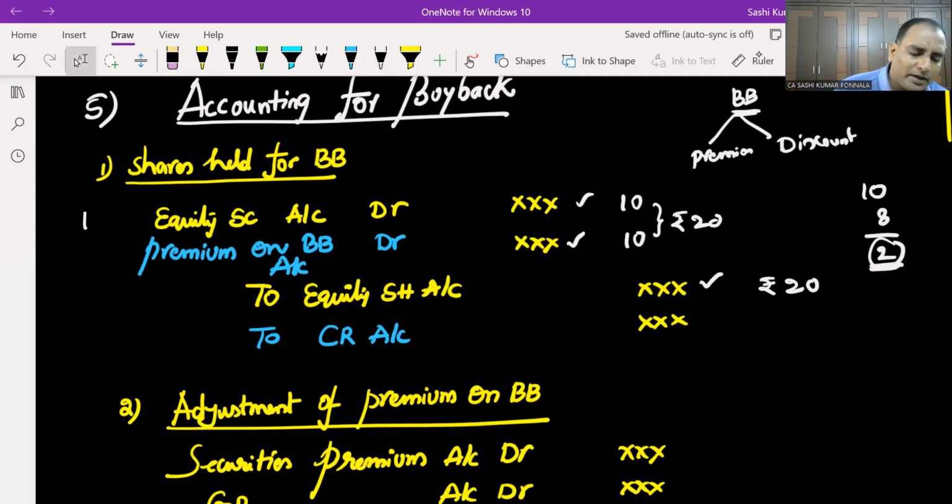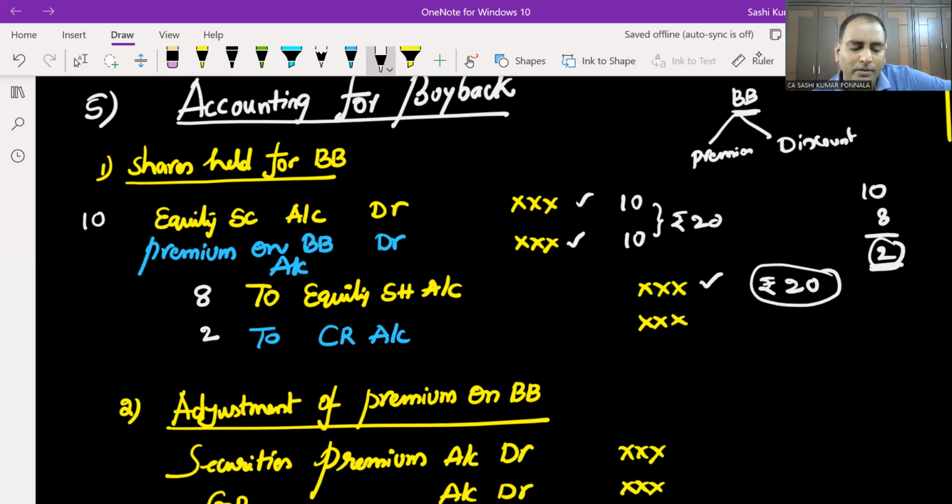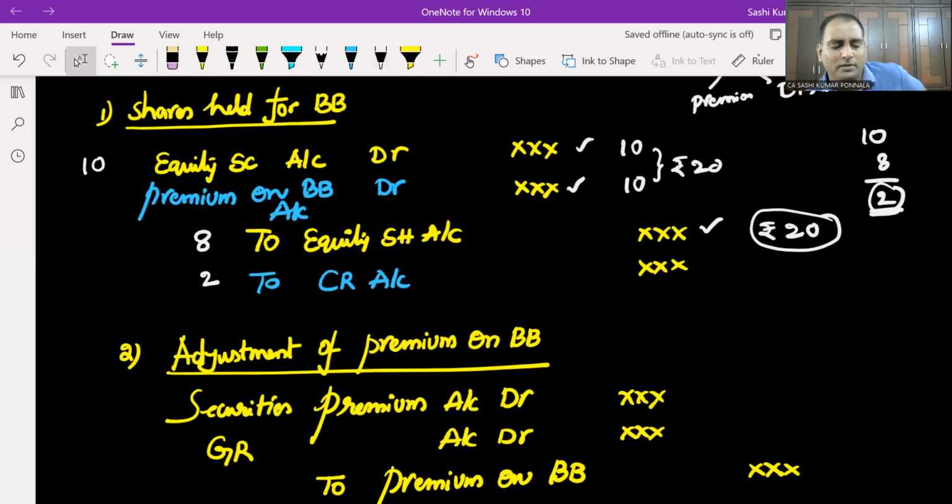Equity share capital account debit 10. Equity shareholders account credit, you should pay only 8 rupees. This 2 rupees is gain to the company. So that should be transferred to what? Capital reserve account 2. So this is how the amount is transferred to equity shareholders. This is the amount we should pay to the equity shareholders to complete this buyback process.